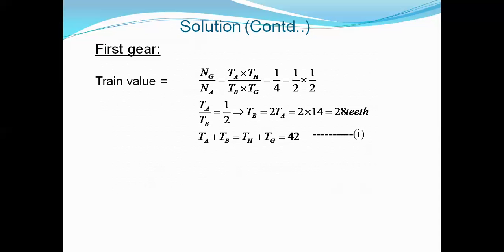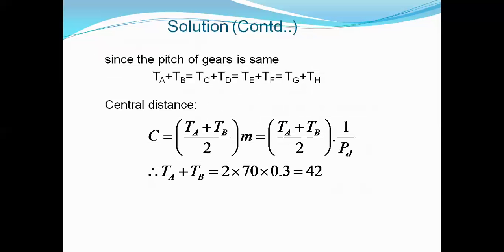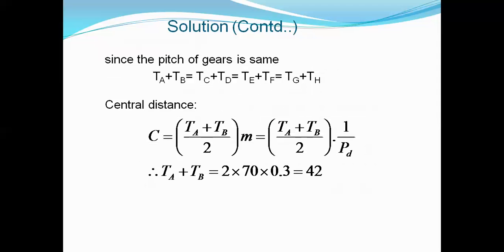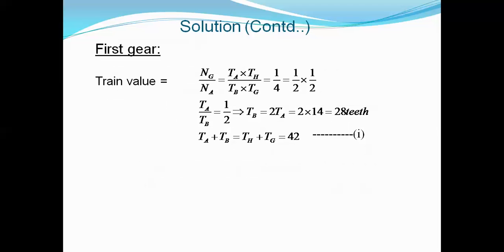సో మళ్ళీ మనకు తెలుసు TA plus TB is equal to సేమ్ మళ్ళీ ఇది చేస్తే సెంట్రల్ డిస్టెన్స్ లాస్ట్ TG plus TH divided by 2 into M, TG plus TH divided by 2 into 1 by PD అది చేస్తే మనకు TG plus TH is equal to 42 అని వచ్చేసింది. సో ఇక్కడ నీకు TA వాల్యూ ఉంది, TB వాల్యూ ఉంది, ఒకటి 14 ఒకటి 28.